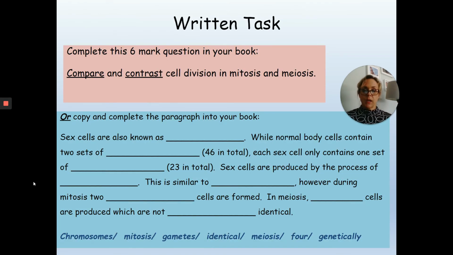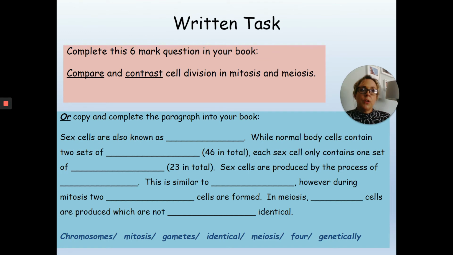Okay, so this is your written task and you do have 2 options here. I would like you to do a 6-mark question in your book, and that is to compare and contrast cell division in mitosis and meiosis, and of course you can refer to the notes that you've just made.